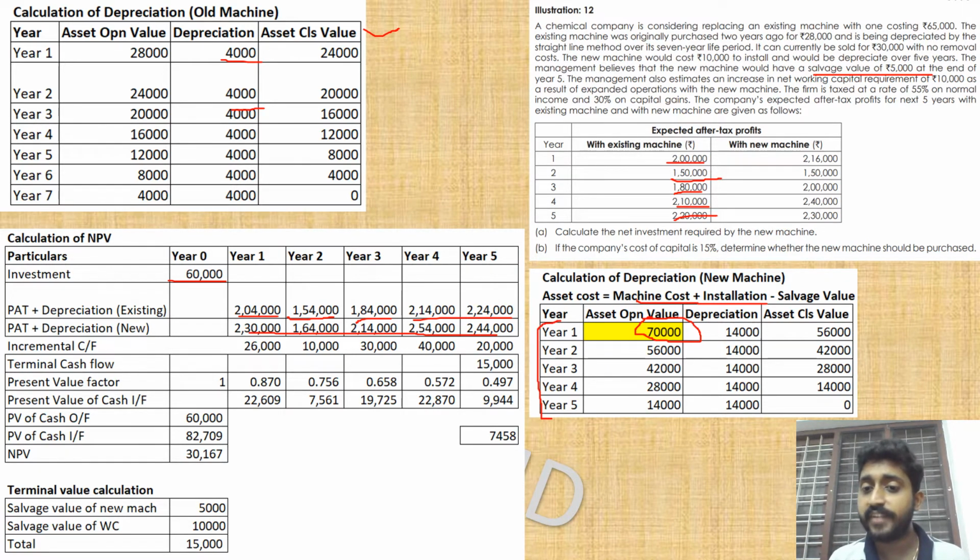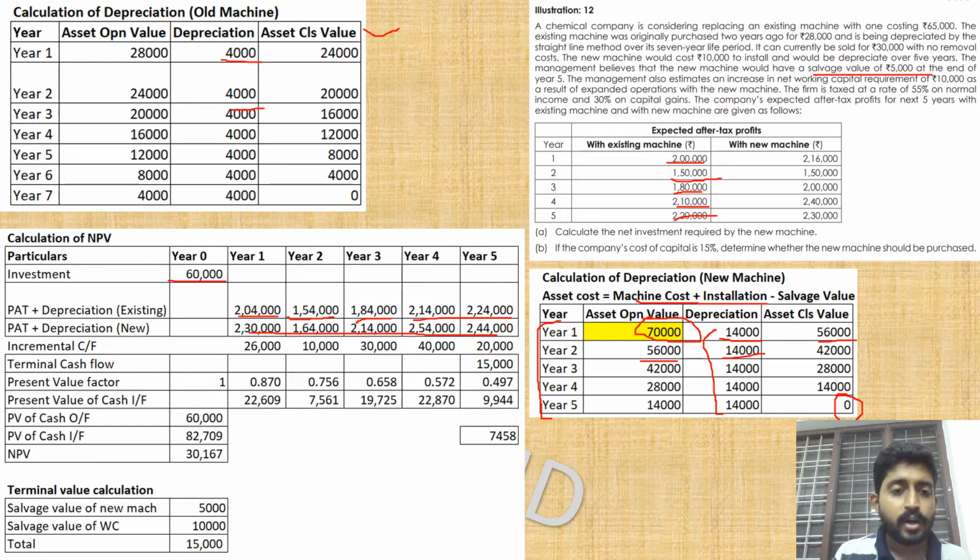So 70,000 divided by 5, 14,000 is the depreciation per year. It is the straight line method. 70,000 minus 14,000, 56,000 is the closing book value. That becomes the opening book value for the next year. And depreciation is going to be constant for all the years because it is straight line methodology. And the book value of the asset will be 0 at the end of the period.